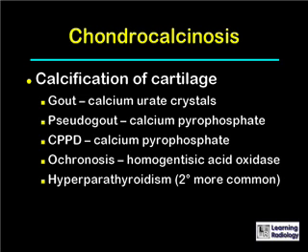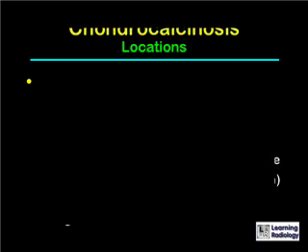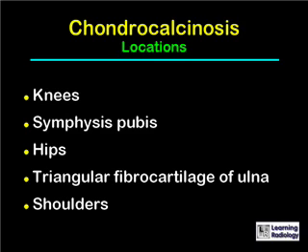In hyperparathyroidism, especially secondary hyperparathyroidism, there can be soft tissue calcifications, including articular cartilage. Chondrocalcinosis can occur in diabetics and associated with degenerative disease. Chondrocalcinosis is most common in the knees. It is also seen commonly in the symphysis pubis, in the hips, in the triangular fibrocartilage at the distal end of the ulna, and in the shoulders.